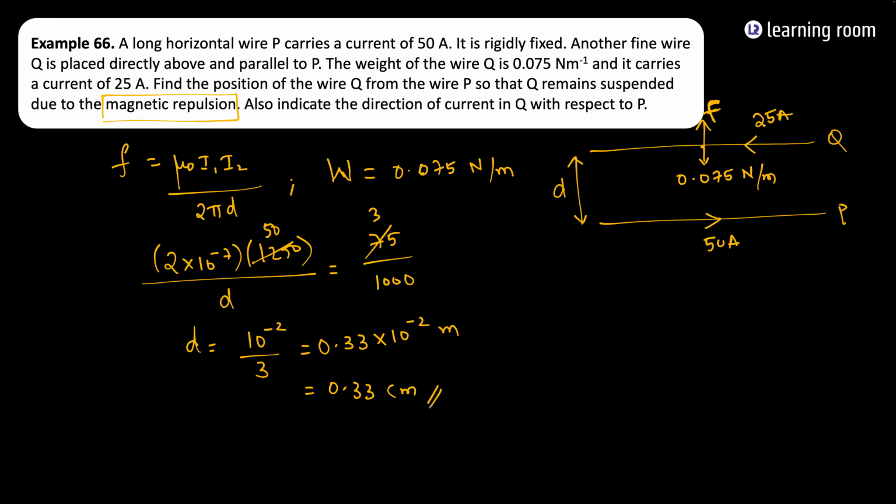Is the point clear? So the distance of separation between them is going to be 0.33 centimeter. Anything else that needs to be answered? I think that's all with that question, right? No need. Because they have directly given you the weight, no? Weight is given in terms of Newton per meter.